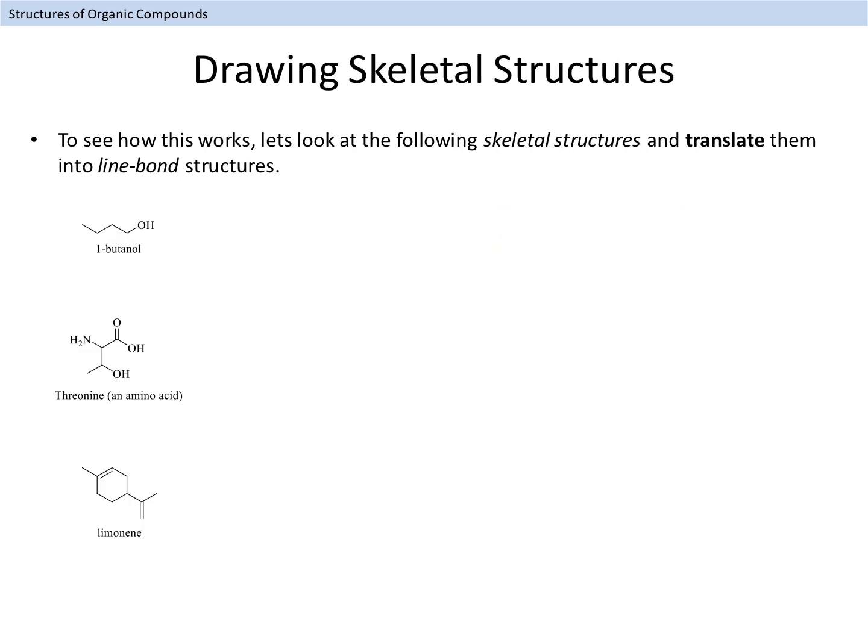To get started understanding skeletal structures, let's look at a few examples and see how we can translate a skeletal structure into an extended structure that shows all of the carbon, hydrogen, and heteroatoms. Let's start with the first example, 1-butanol.